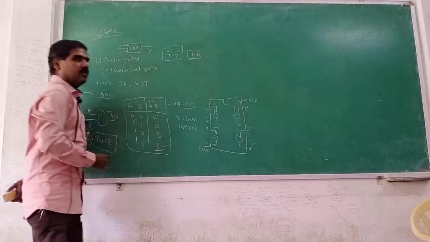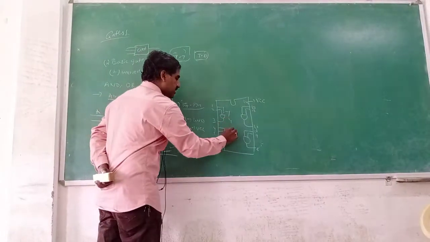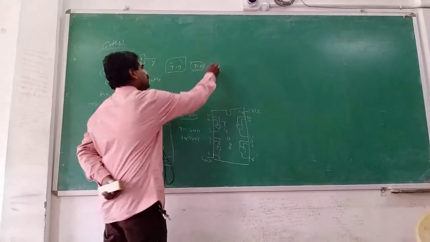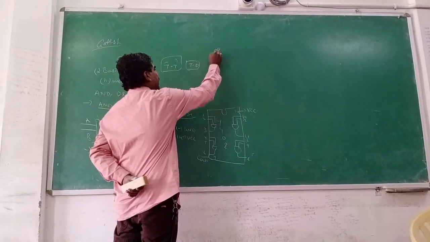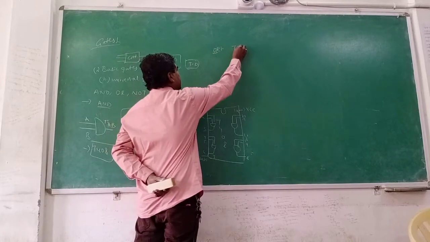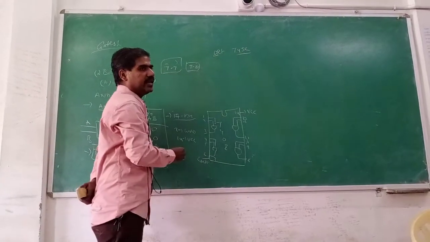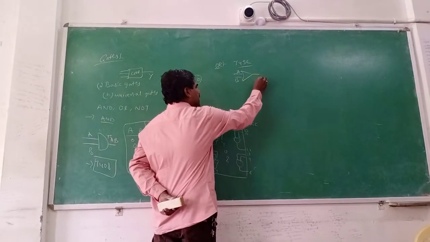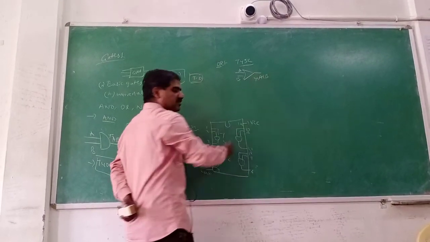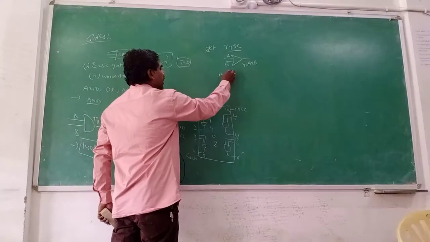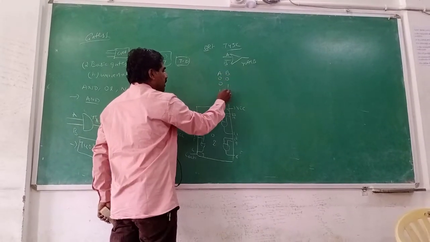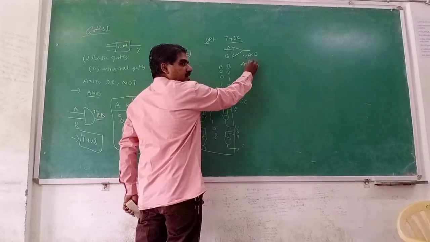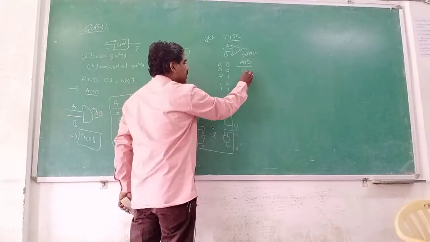This is the IC symbol for 7408. Another one is OR gate. Its basic IC number is 7432. Its symbol looks like this: A B, A plus B, 32. Again the truth table, 0 0, 0 1, 1 0, 1 1 combinations. A plus B: 0 plus 0 is 0, 0 plus 1 is 1, 1 plus 0 is 1, 1 plus 1 is 1.